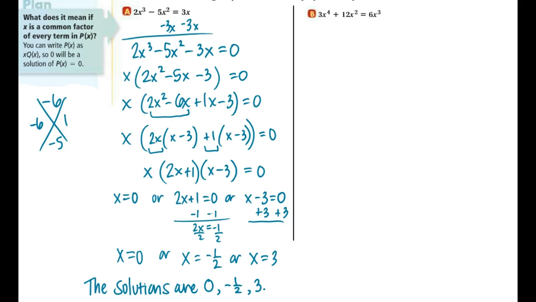As always, we could check our answers by plugging each of those solutions back in for the original equation separately, and we would find out that it would make the equation true.